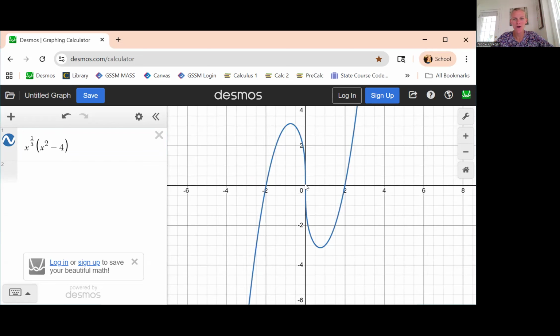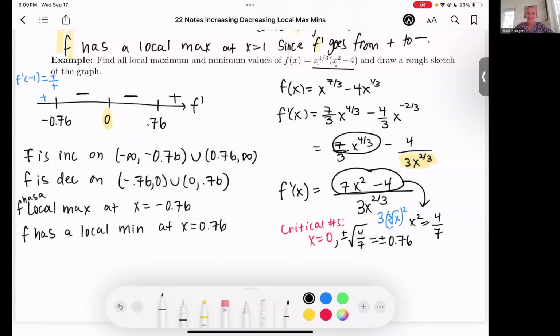Let's look at what's happening at x equals 0. At x equals 0, what happens is we actually have a vertical tangent line, and that's why we have a critical number there, because the vertical tangent line means the derivative does not exist. So something weird happens there indeed. Okay. So we'll get a lot more practice with this in class, and then next class we'll talk about what the second derivative tells me about the graph of my function.